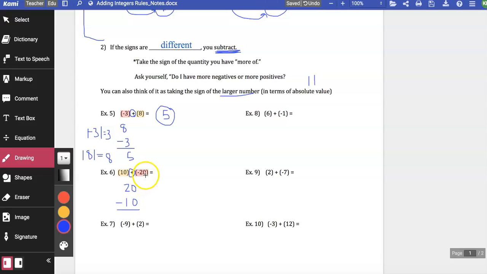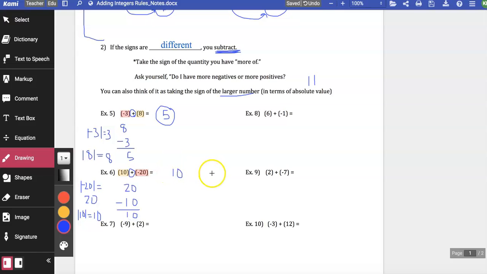So the absolute value of -20 is 20. If you put this in absolute value symbols, the absolute value of -20 is 20. And the absolute value of 10 is 10. So when you take the absolute value, which is larger, the 20 is larger, so I put that at the top when I'm subtracting. 20 minus 10, I get 10.